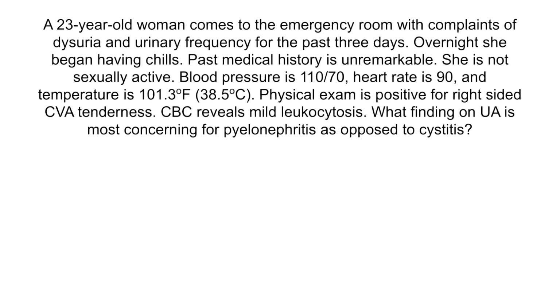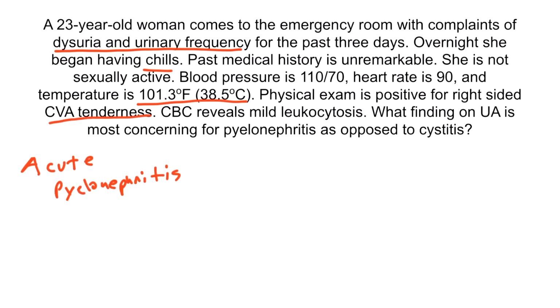Physical exam is positive for right-sided CVA tenderness. CBC reveals mild leukocytosis. What finding on urinalysis is most concerning for pyelonephritis as opposed to cystitis? So this young woman has symptoms of dysuria and urinary frequency. She also has chills, and her vital signs are stable, but she's febrile. And she has right CVA tenderness. This should make you concerned for acute pyelonephritis.